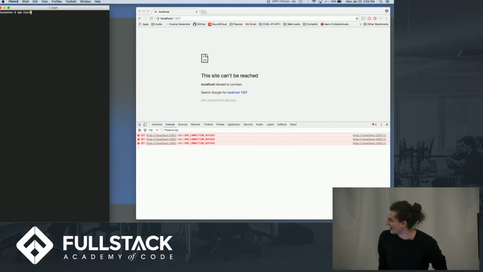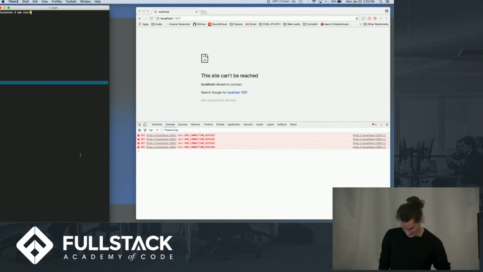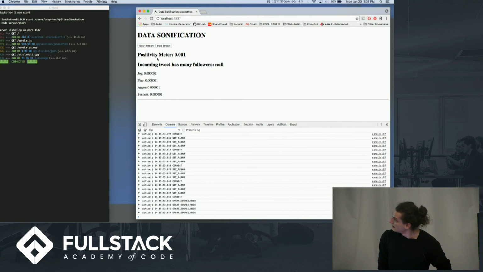And I have some very rudimentary visual components, just so those of you that are not sonically inclined can actually see a little bit of what's going on. So here we go. Get rid of this.